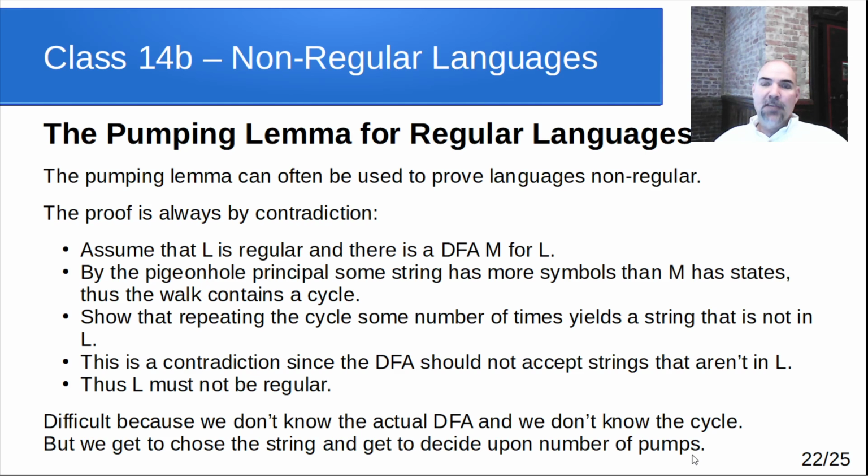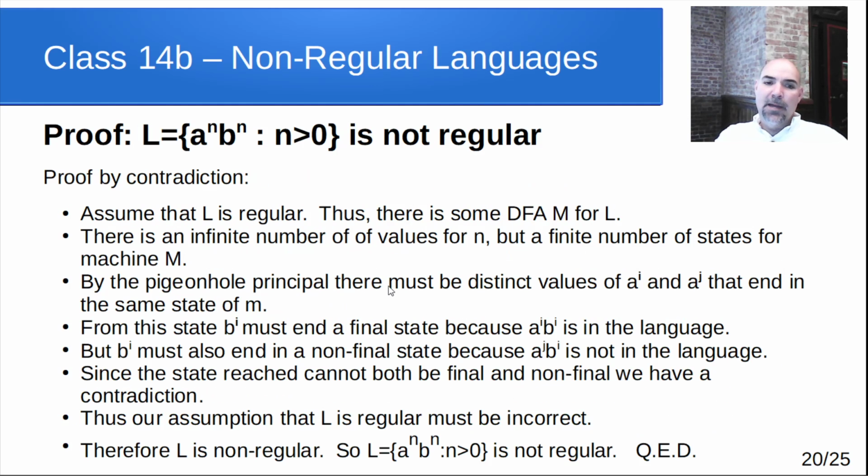And in our previous case, all that mattered with a to the i, b to the i, or a to the n, b to the n, was that we could get something that was a to the j, b to the i, or a to something other than n, followed by b to the n. And that had to end in an accepting state, but it couldn't. So the idea is you would use this proof in that same format that we used back here for anything, to prove any language that we have as non-regular.